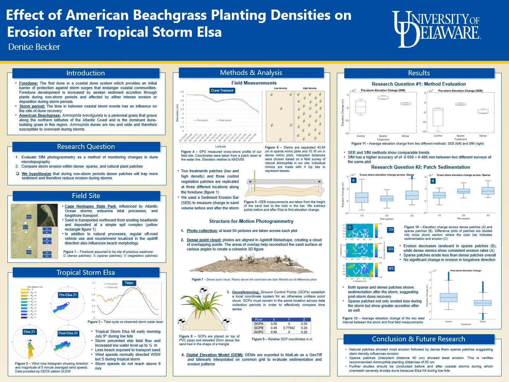Field measurements were conducted before and after Tropical Storm Elsa using sediment erosion bars constructed in an equilateral triangle arrangement and structure from motion photogrammetry. The photogrammetry process begins with taking pictures across each plot and overlapping images to form point clouds.